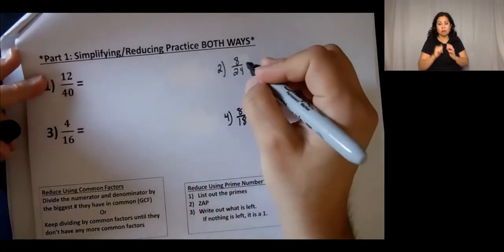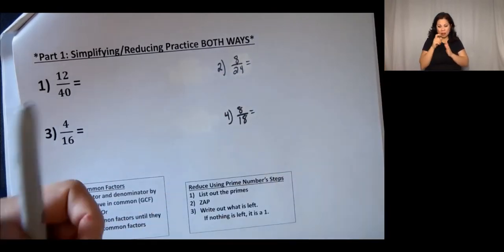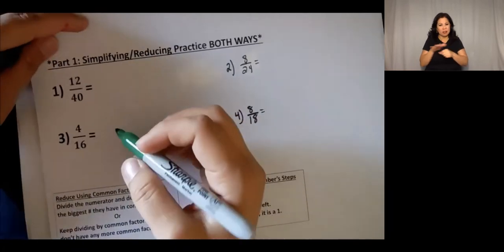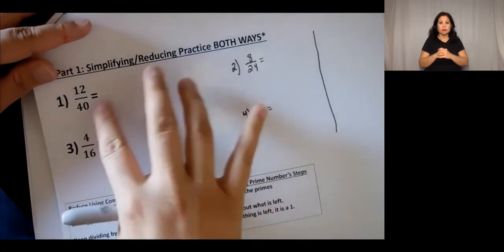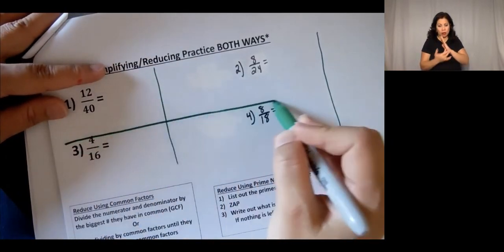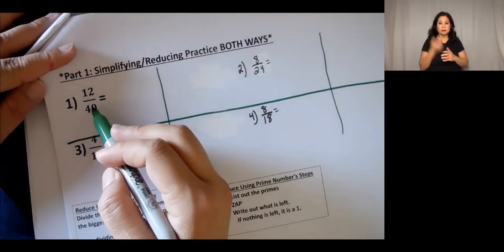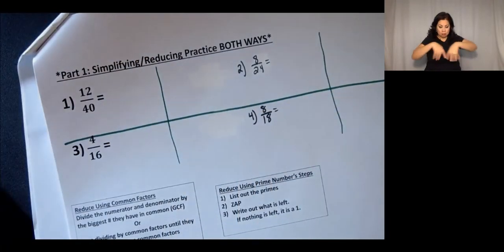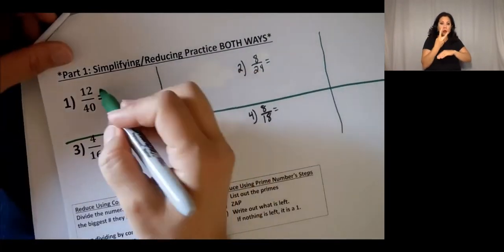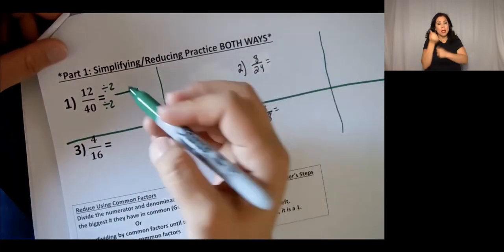I forgot the equal signs. I had to rewrite it on this side because it didn't look like we had enough room. So let's look at 12. I'm going to split it down the middle, just like this, because we're going to practice it in both ways. So 12 divided by 40. The biggest number they have in common. Well, I know that they're both even. 12 is even and 40 is even, so if I can't think of the biggest one, I know I can divide by 2 for both of them.